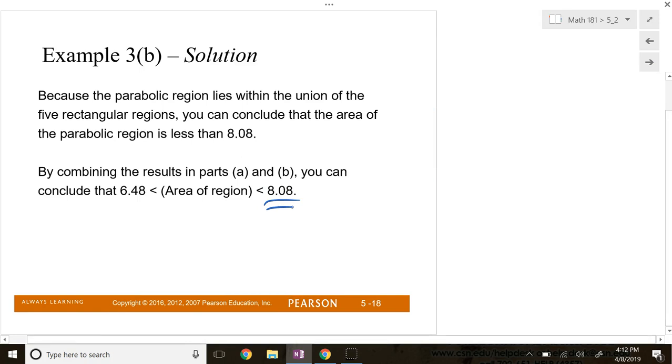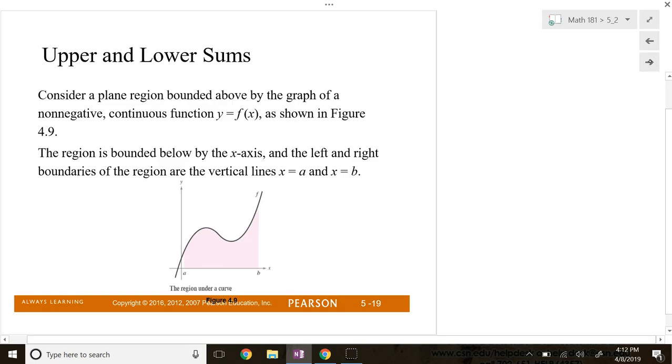Okay, so the actual area will be somewhere between them: greater than 6.48 and less than 8.08. So what is the actual area? Well, we'll talk a little bit more about that as we make that a little bit more exact.